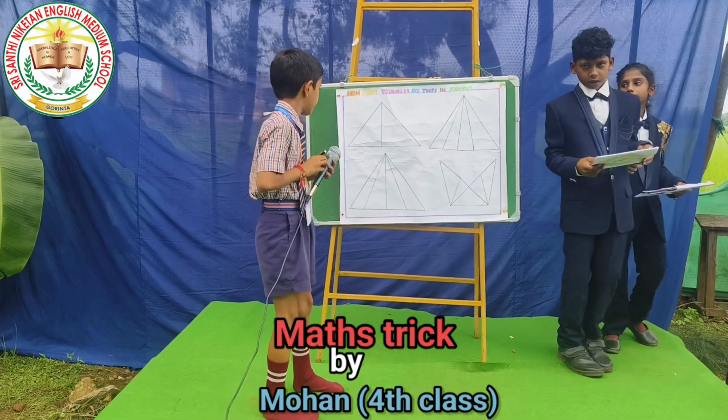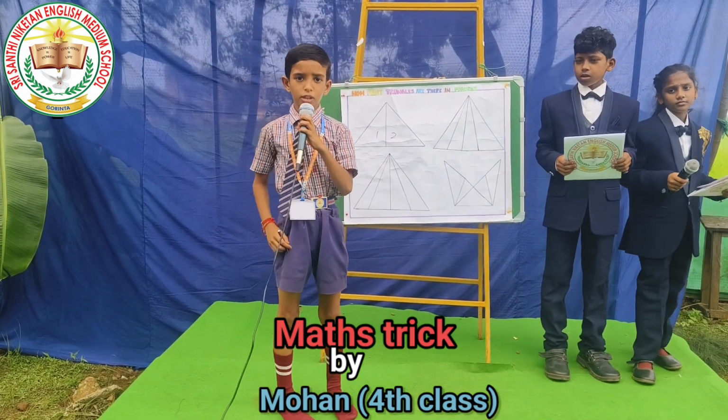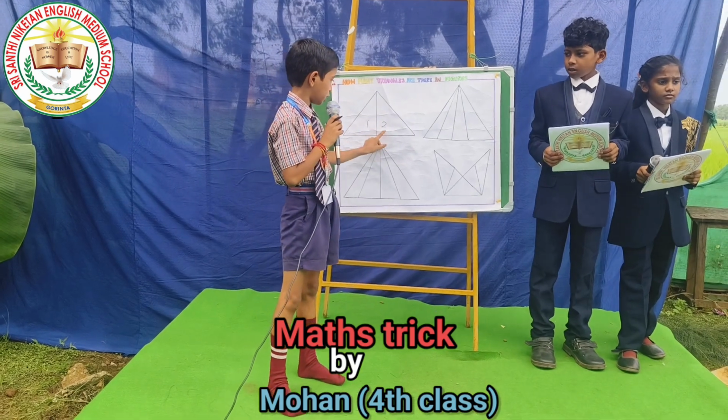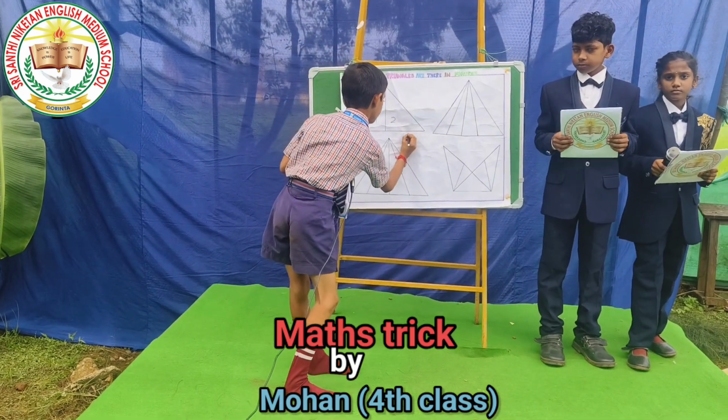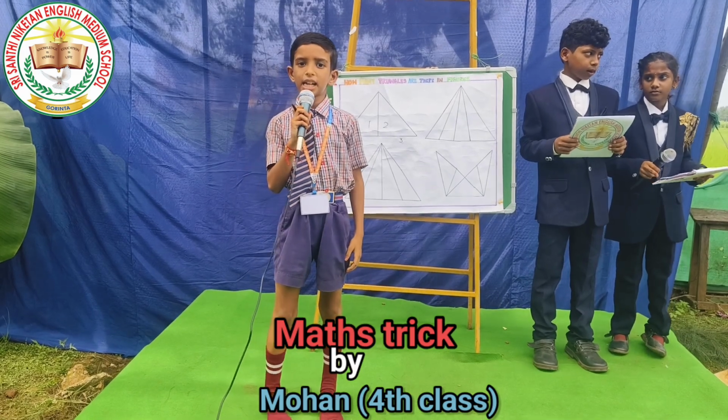Make numbering and count those numbers. 1 plus 2 is equal to 3. So, the first figure has 3 triangles.